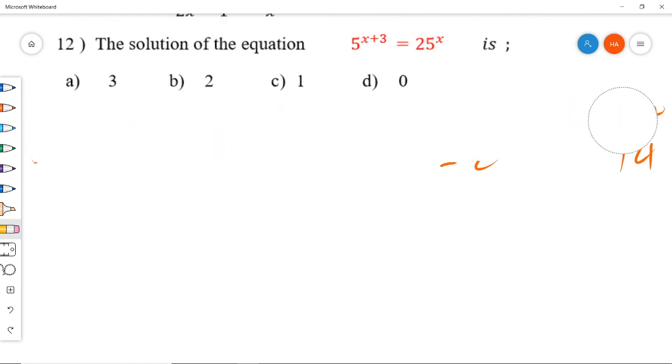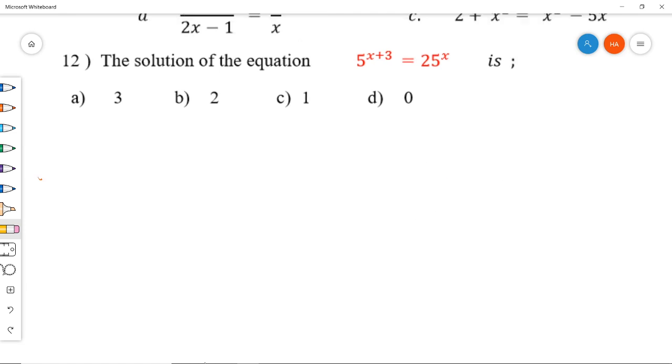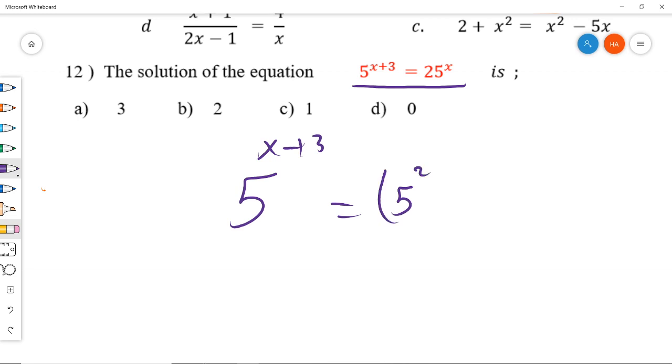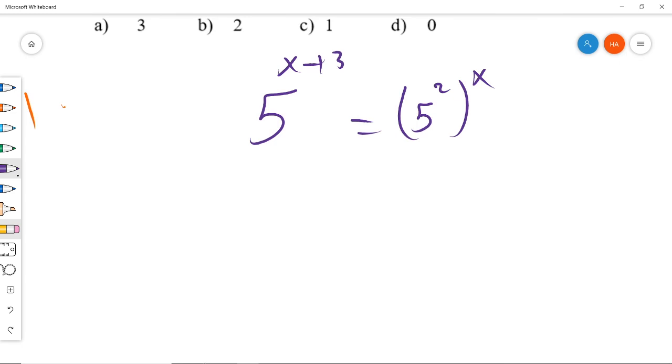Let's solve this question, the last one. This is also an exponential equation, but the base here is 5. 5 to the power x plus 3. How can we make 25 into 5? We know that it is 5 squared to the power x. So simplifying the right hand side, we get 5, here of course the product, 2x.